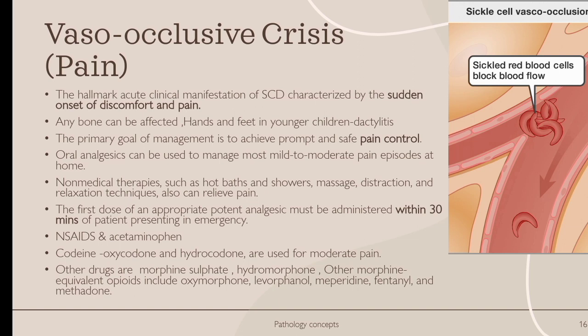The first dose of appropriate potent analgesic must be administered within 30 minutes of the patient presenting in the emergency. The drugs of choice are NSAIDs and acetaminophen. Codeine, oxycodone, hydrocodone are also used for moderate pain. Other drugs are morphine sulfate, hydromorphone. Other morphine equivalent opioids include oxymorphone, levorphanol, meperidine, fentanyl and methadone.